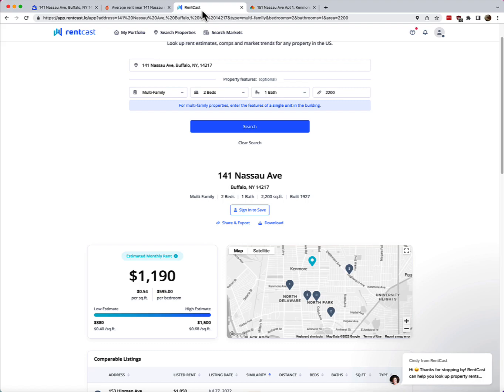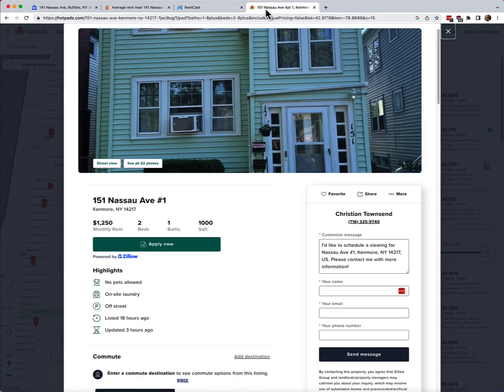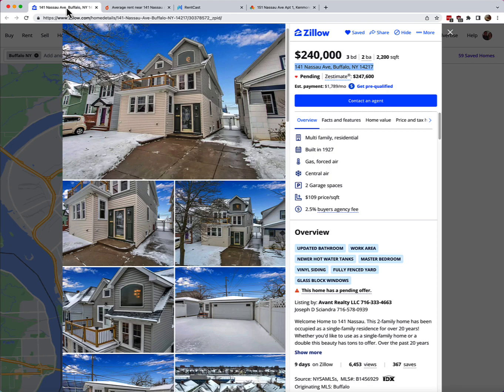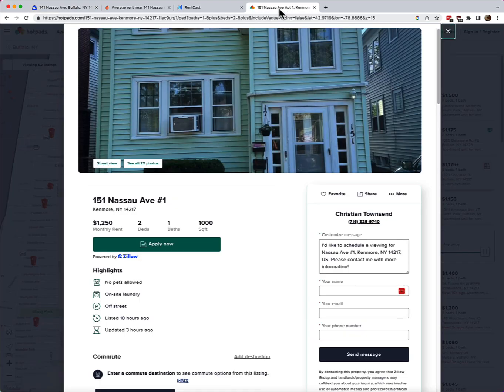Now I go for a third. And here what I've done is I've actually gone onto HotPads and I have searched for a home nearby. Now, if you remember the address, this is 141 Nassau Ave. Here's 151, right? A few doors down the street. Very similar looking home, right? But I'm not concerned about right now what it looks like on the inside, although, you kind of should be to understand if you're looking at like for like. But here, for the sake of argument and to make this video end quickly, we're going to look at the rent numbers, right?